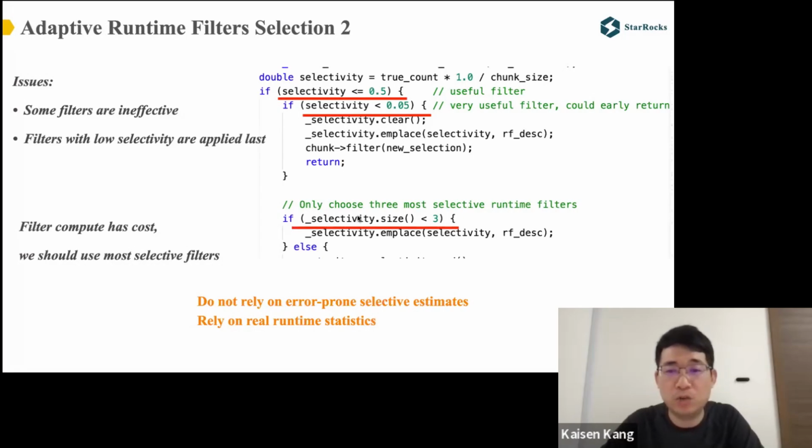As illustrated in the diagram, StarRocks computes the actual selectivity of each runtime filter after a certain number of rows of data, and then adaptively adjusts the application of the runtime filters. Here are some basic adjustment principles. First, only select filters with a high selectivity. Second, only select 3 filters at most. Third, if the selectivity of a filter is particularly high, only keep 1 filter.